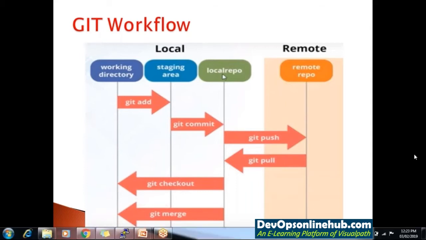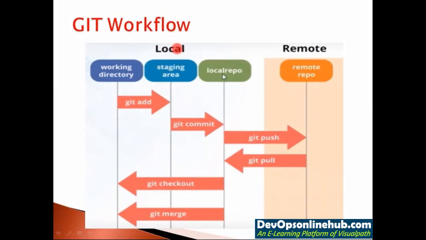So I have a copy of my code on the local system, and I have a copy of code in the remote location also. First we consider the local part. These are the stages in the local part. The working directory is what we just saw in the diagram: our desktop or PC or workstation is the working directory or working folder for Git or our project code.